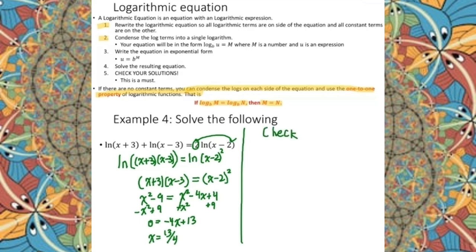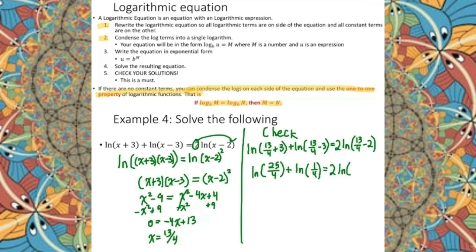Now remember, when we do check, always check in your original equation. Now we simplify what's inside of our logs. 13 over 4 plus 3 will be 25 over 4. 13 over 4 minus 3 is 1 over 4. 13 over 4 minus 2 is 5 over 4. So I'm not trying to take the natural log of 0 or a negative number. So far it looks like everything's going to be defined.